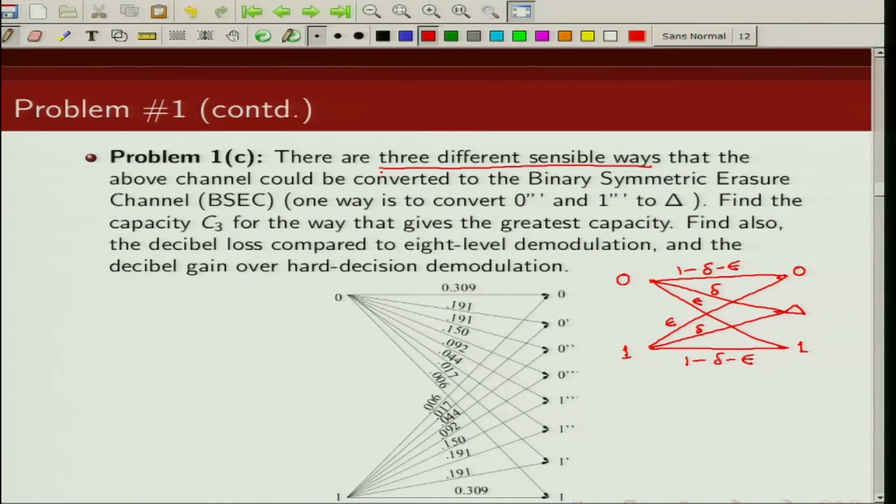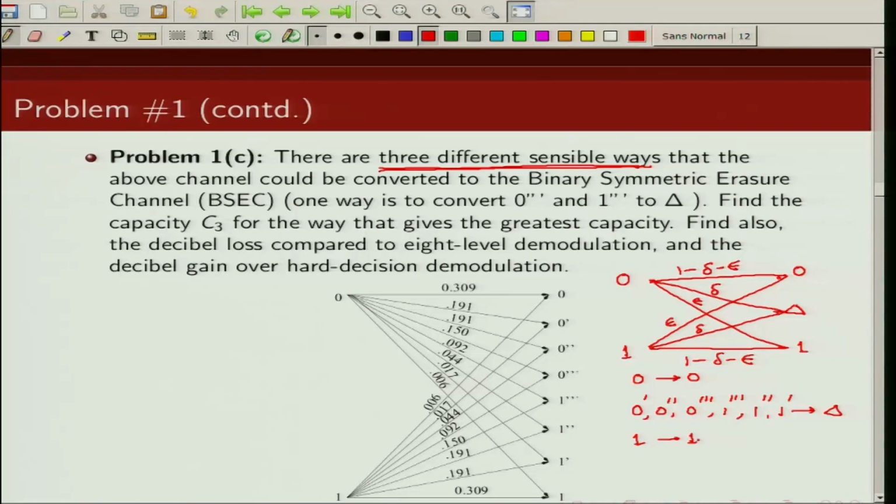Now, I am mentioning there are 3 different sensible ways to convert this original channel into a binary symmetric erasure channel. What are those 3 different ways? One way is I club 0 dash, 0 double dash, 0 triple dash, 1 dash, 1 double dash and 1 triple dash, and I convert all of them into erased bits, and I map 0 to 0 and 1 to 1.